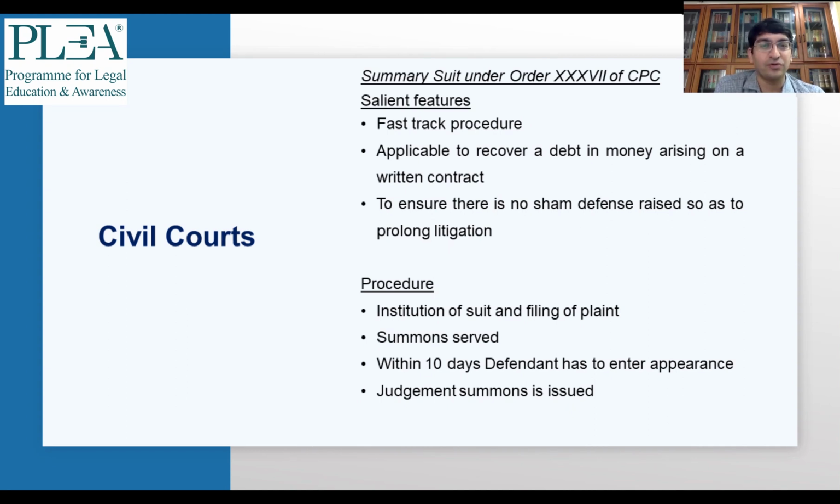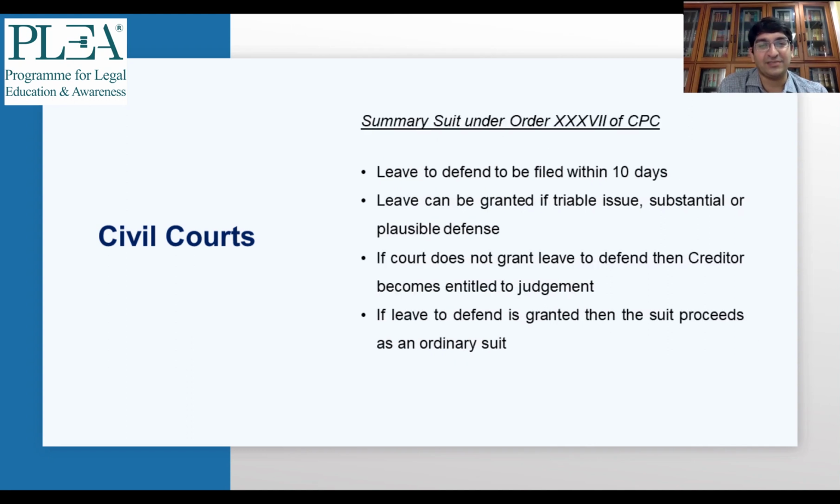So I'll quickly take you to the procedure. First, there will be an institution of suit, as I mentioned earlier, similar to civil courts, and then the summons is served. Now here is where the differences start arising between a regular suit and a summary suit. Once the summons are served, within 10 days the defendant has to appear before the court. Once he has given his appearance, a judgment summons is issued by the plaintiff or the court to the defendant, here being the debtor.